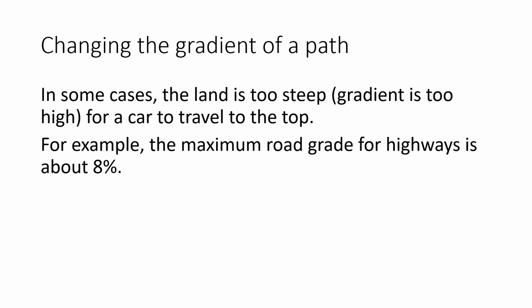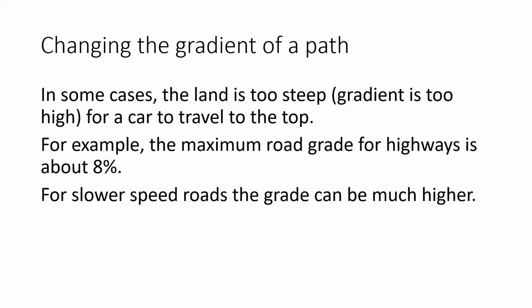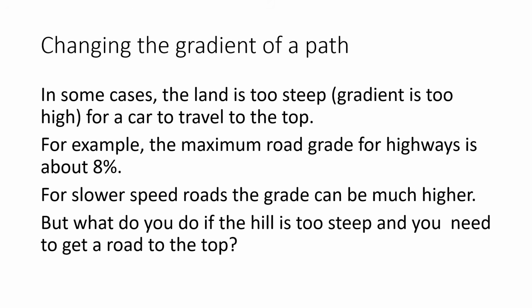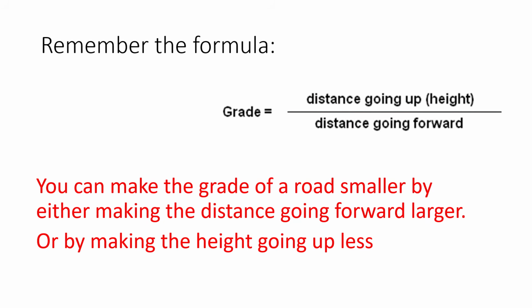The maximum road grade for a street and a highway, not a driveway, is about 8%. Now, for a slope like in your neighborhood, your roads and your driveways, they can have a higher gradient. But what do you do if you're building a highway and the hill is too steep, and you still have to get to the top? Well, think about the formula.